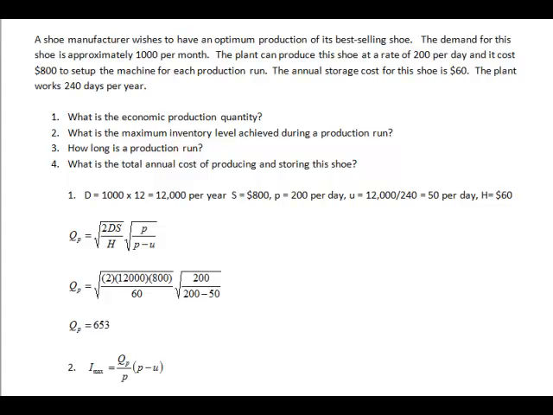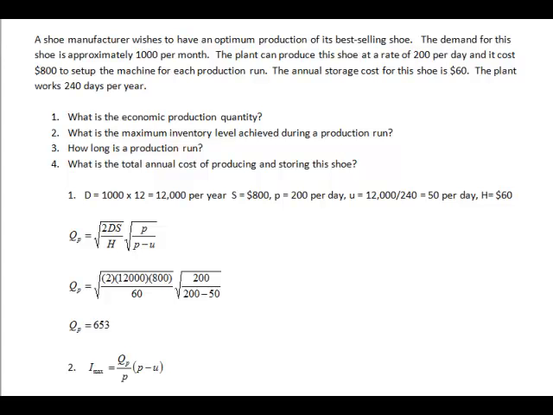And whenever we produce this shoe, the plant can produce it at a rate of about 200 pairs of shoes per day. Of course, we're always talking about pairs of shoes. We're not talking about individual left or right shoes. This is a pair of shoes, okay? So 200 pairs of shoes per day.